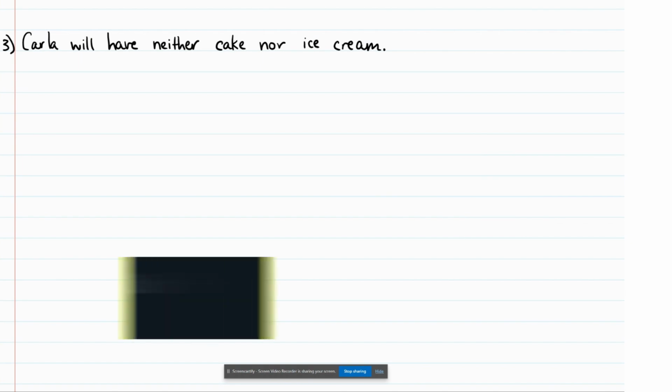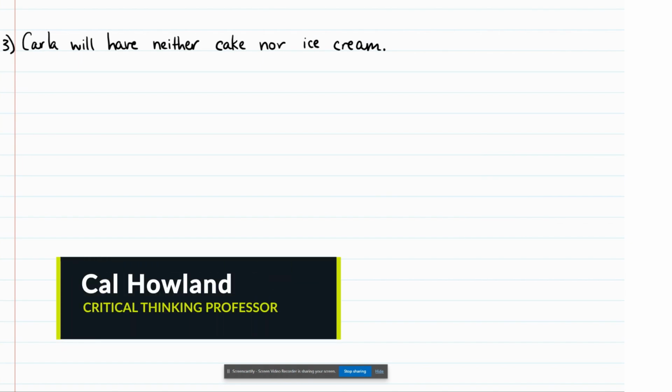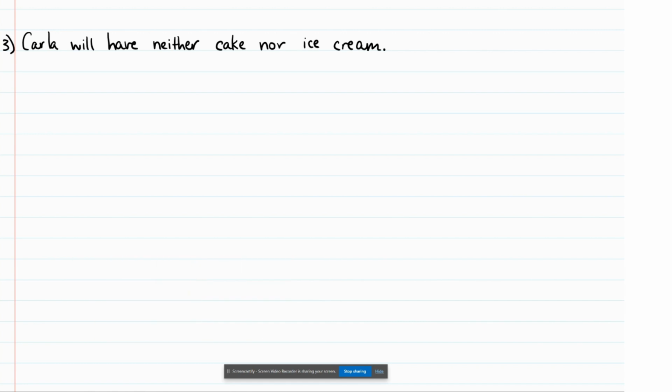All right, so this is our third example in 3.1 of translations. The sentence that we are translating in this example is a neither nor sentence, which has to do with conjunction and disjunction. The sentence we have in mind right now is Carla will have neither cake nor ice cream. So as with our last two examples, first things first, we have to identify our atomic sentences.